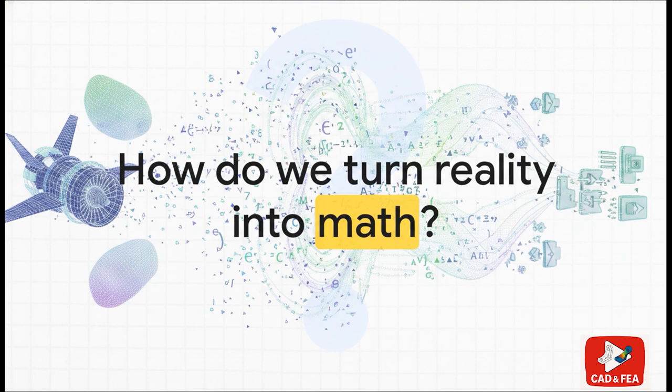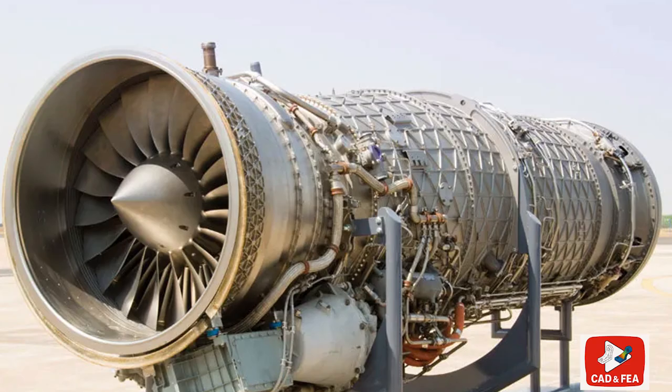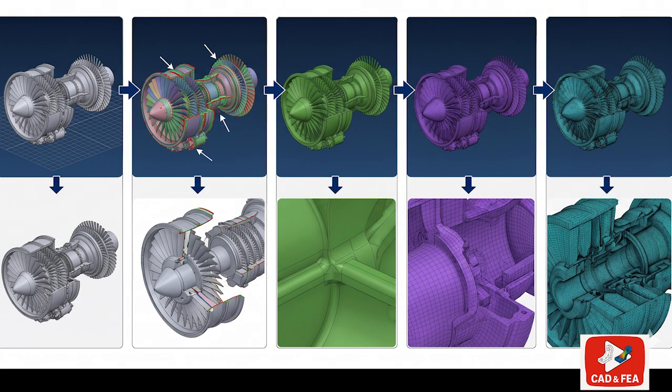Think about this for a second. How do you actually translate reality into math without completely frying a computer? When you import a CAD model of, say, a jet engine, you aren't just bringing in a picture, right? You're importing millions of discrete geometric entities. Processing, stitching, and meshing all of those surfaces takes a mind-boggling amount of computing power.